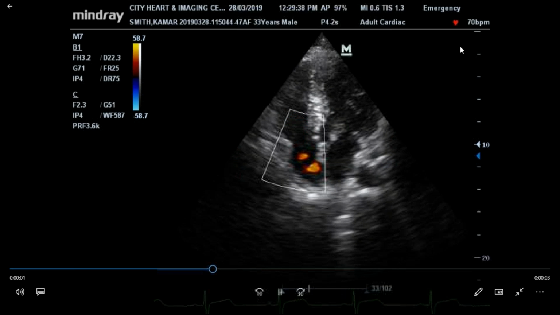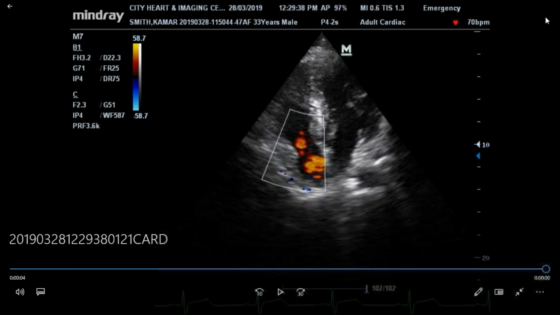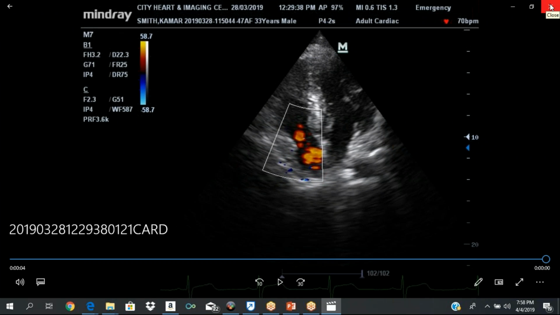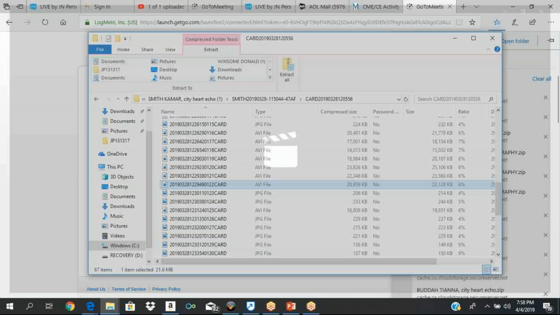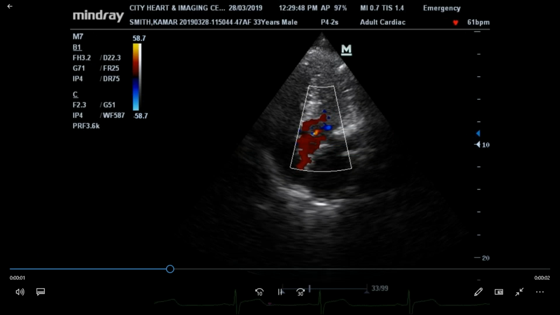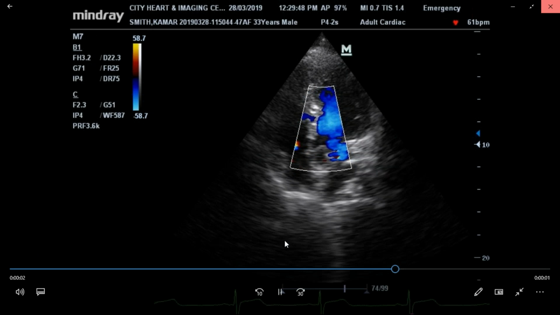This is color. We're not doing color. We're not doing color. Let's look at this. It's another color. Not that.